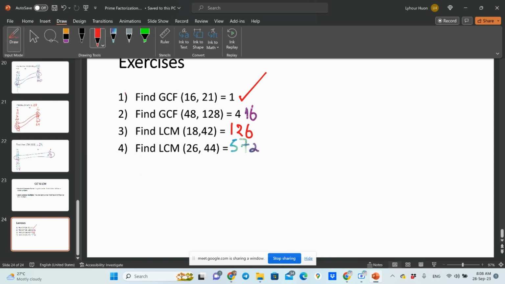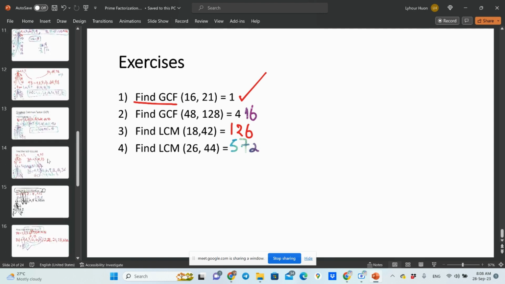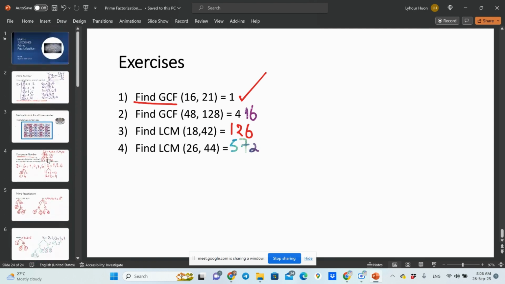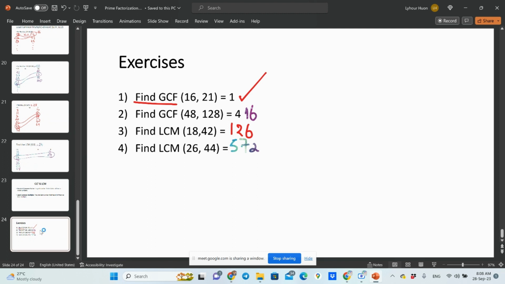So for example, to find the GCF of 16 and 21, we usually make the factors of them. But now we will do it by using the prime factors. Do you still remember the prime factors? It was like 2, 3, 5. Okay, let's do the prime factorization.